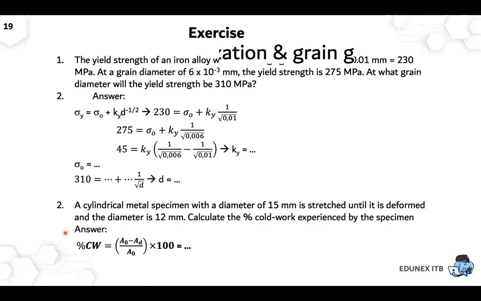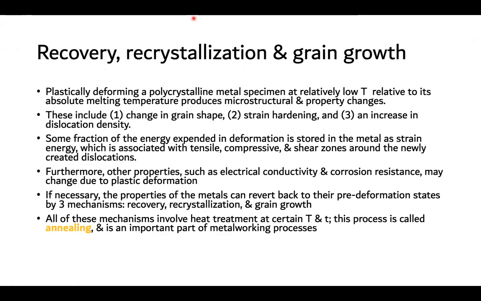This exercise. Okay, so now after we talk about the strengthening of the metal, there are some drawbacks in strengthening the metal. The first one, plastically deforming a polycrystalline material specimen at low temperature will produce microstructural and property changes. If you look at the microstructure, it also changes, like it also stretches and elongates. So there would be a change in the grain shape, and there's also strain hardening.